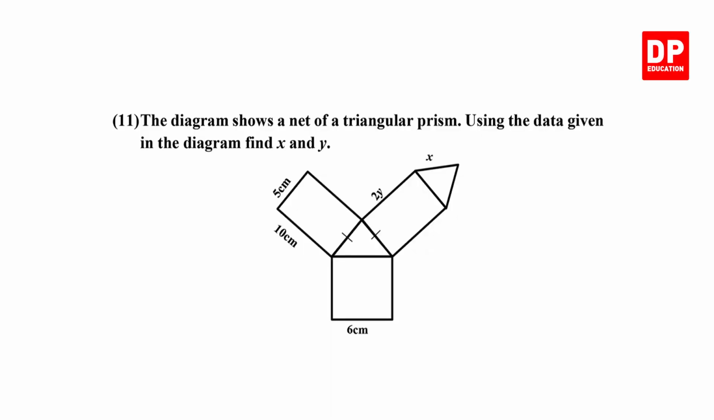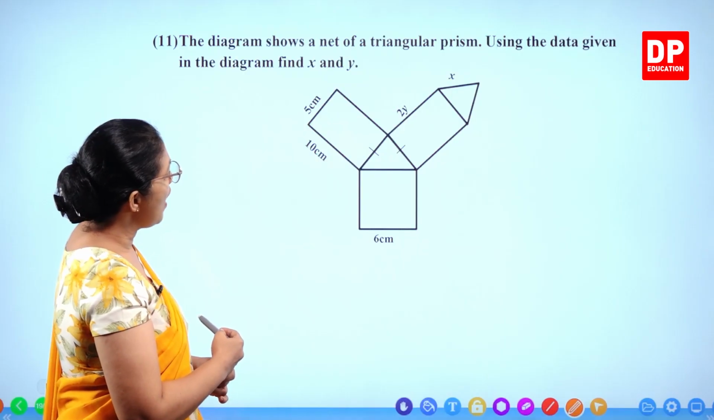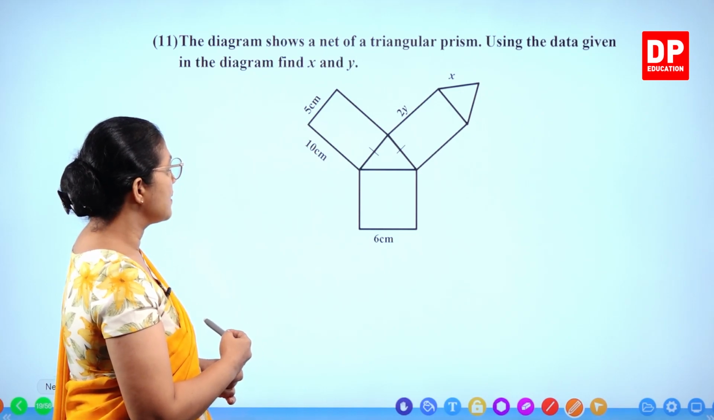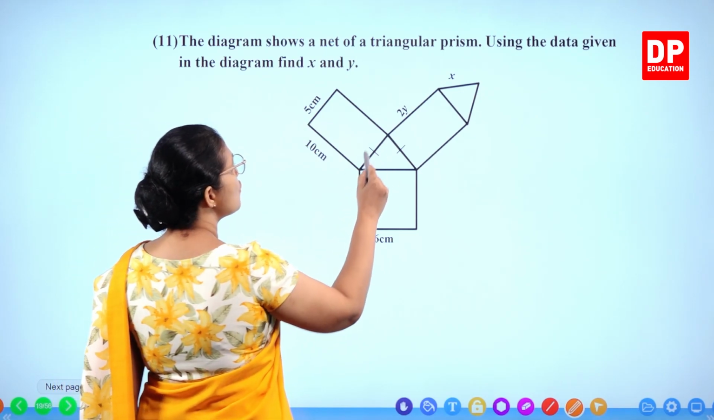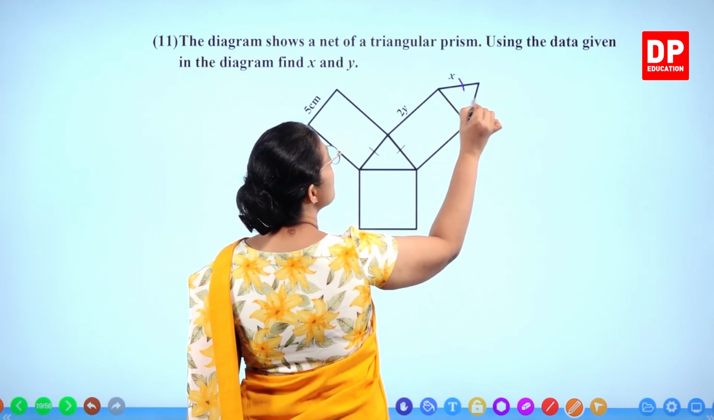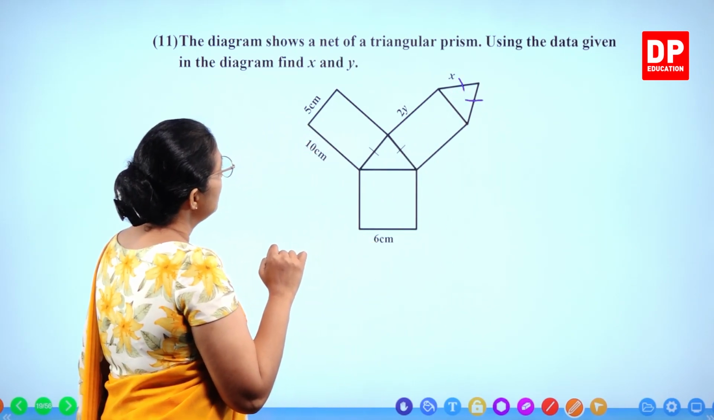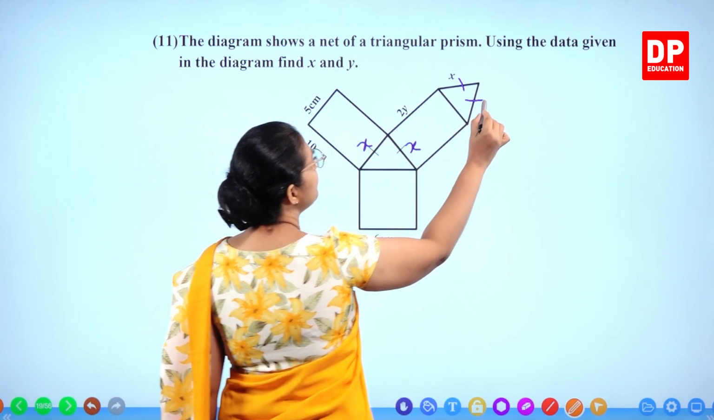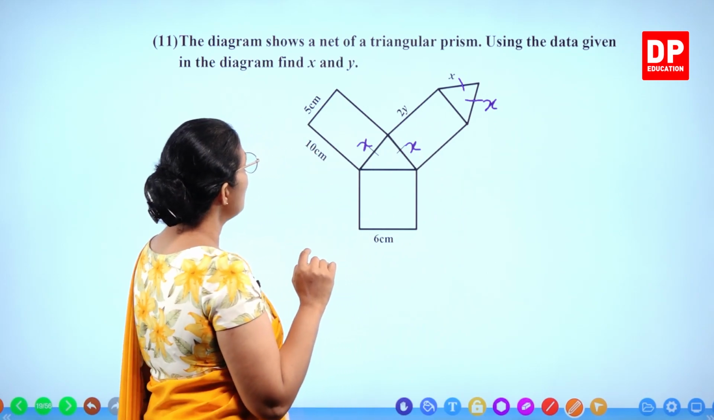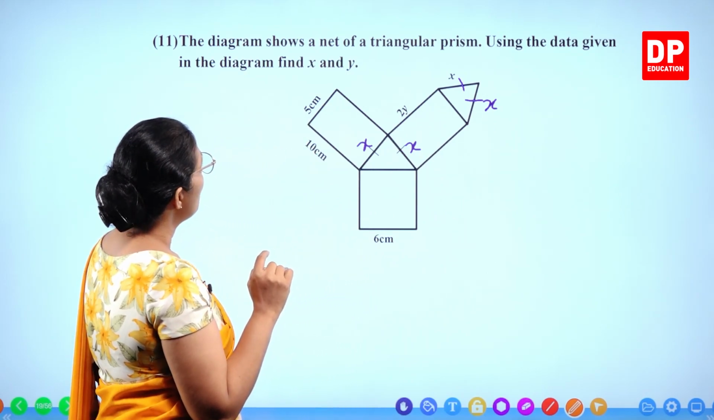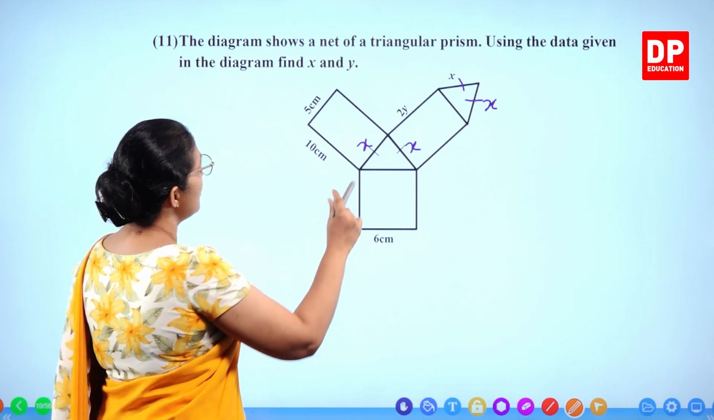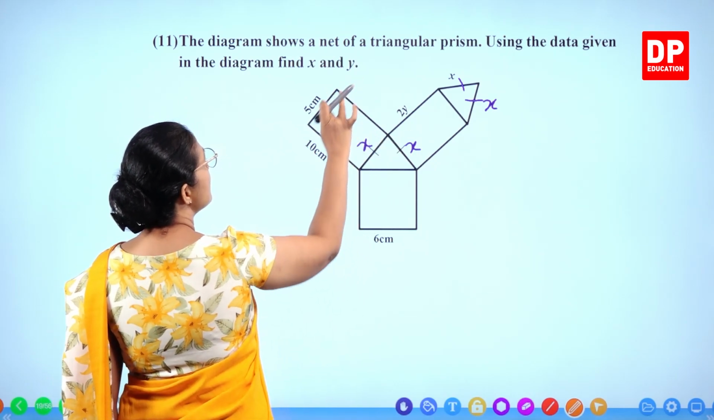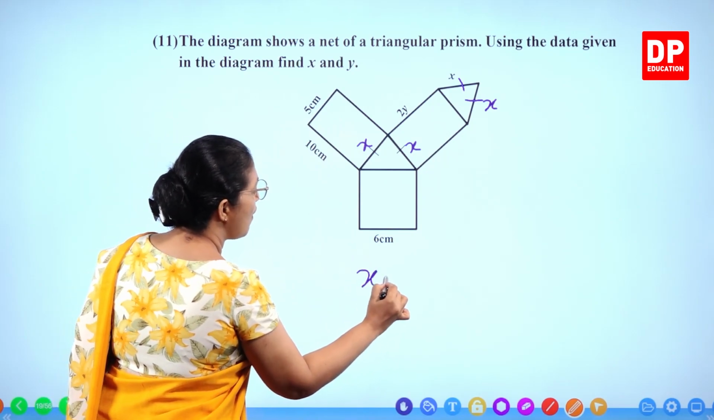Question number 11. The diagram shows a net of a triangular prism. Using the data given in the diagram, find x and y. So 2 triangles are there and 3 rectangles. This is an isosceles triangle, means this length is also equal. So this is x and this is x. So how do you find the value of x? Here, can you see this is a rectangle? This should be equal to this. So x should be 5.